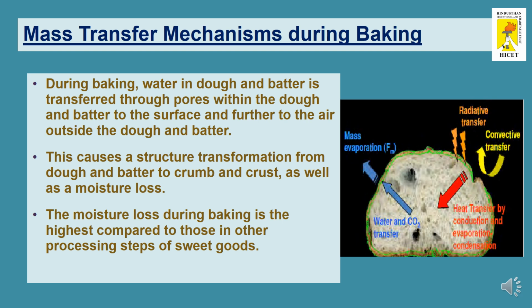This causes a structure transformation from dough and batter to crumb and crust as well as moisture loss. The moisture loss during baking is the highest compared to those in other processing steps of sweet goods. So the moisture content in bakery products is very low.